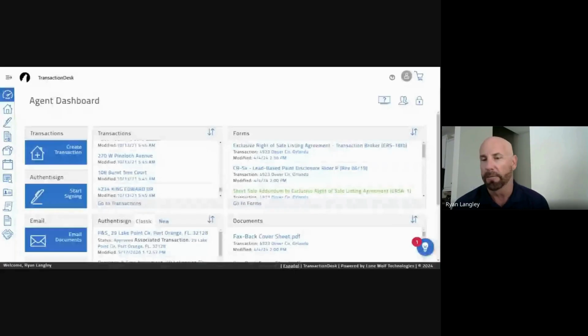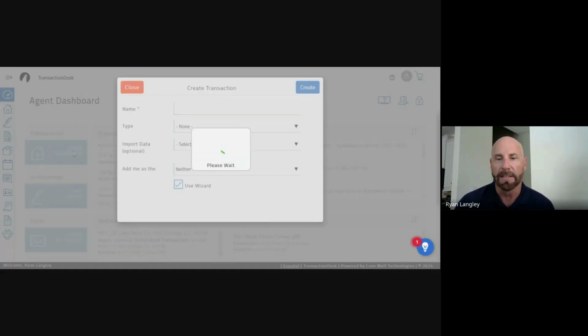We're going to share screen here, and we're going to go over a few things. I don't know if you guys use Transaction Desk or Form Simplicity. I don't care. You can use whatever you'd like. Those of you who don't know, Form Simplicity is put on by Florida Realtors, and Transaction Desk is through your MLS affiliation. Let's talk about creating a transaction. Let's say we have a listing. That's what we're talking about today.